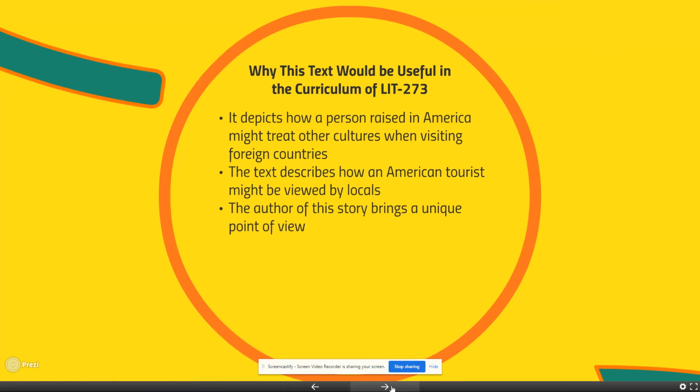And why this text would be useful in the curriculum of Lit 273 is it depicts how a person raised in America might treat other cultures when visiting foreign countries. The text also describes how an American tourist might be viewed by locals. There's one specific instance where Mr. Das wants to take a picture of a homeless, poor Indian man, and Mr. Kapasi thinks that although they are of Indian descent, it's weird that they come off as very touristy because they want to take a picture instead of helping this man, whereas a native might want to do more for him instead of just taking a picture to look at later.